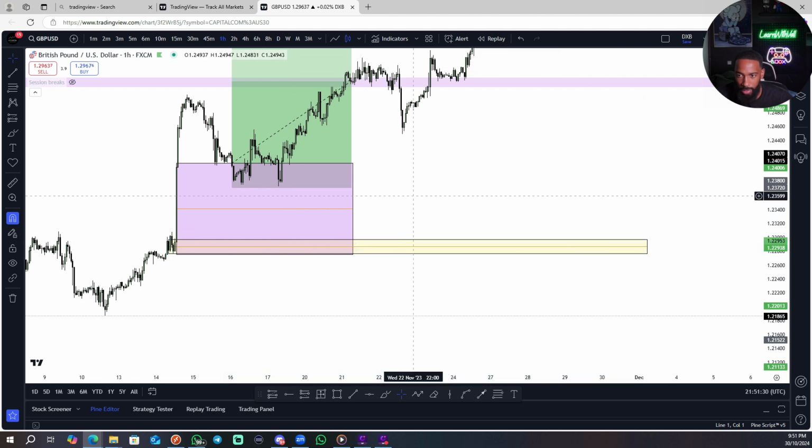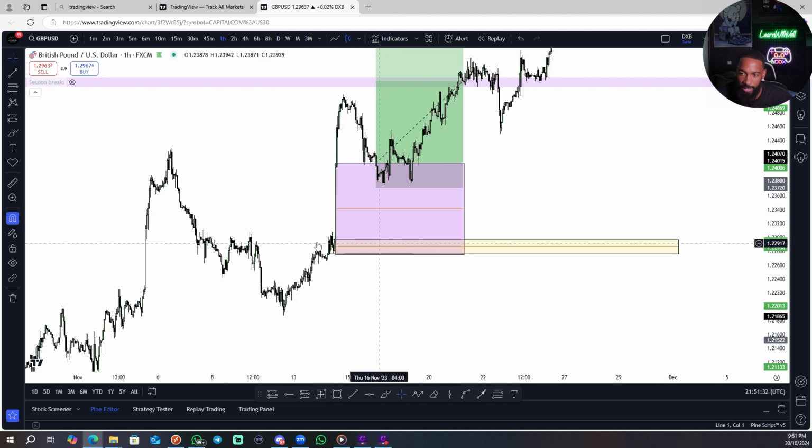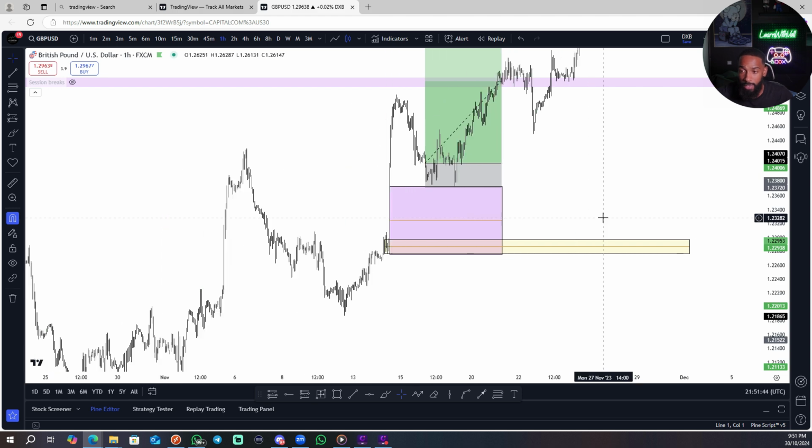But what I'm going to do is extend both of these session candles to the right. The reason being is that price has now actually come down and filled the imbalance. So this here is what's left of the imbalance on this session candle. We're going to move it across to the right.